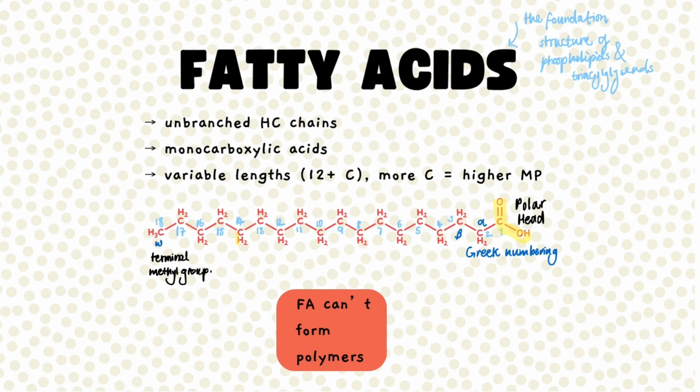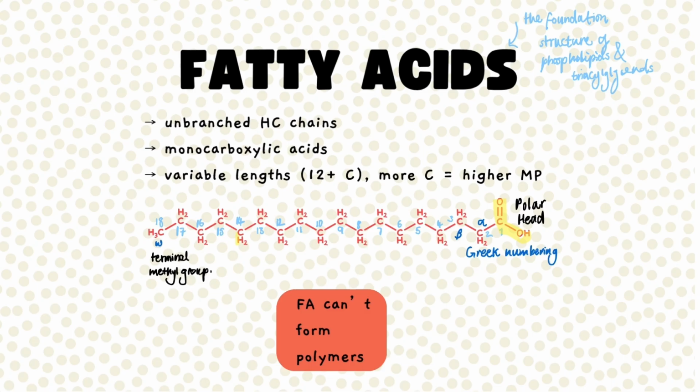So if you look at the carboxyl functional group that's highlighted in yellow, that is a part of the polar head of the fatty acid structure. So now you might think, if we have a polar head, then why are fatty acids non-polar? That's because the long hydrocarbon chain overcomes that, and the polarity of the head is no longer significant.